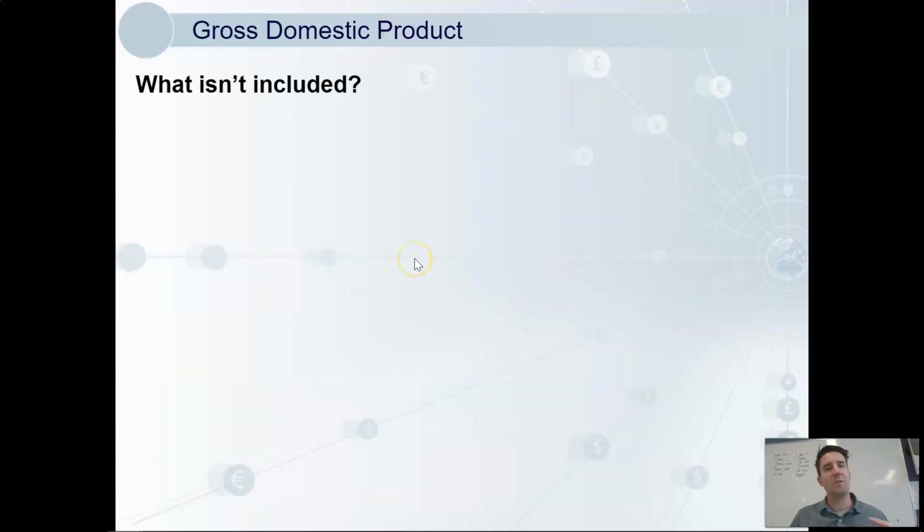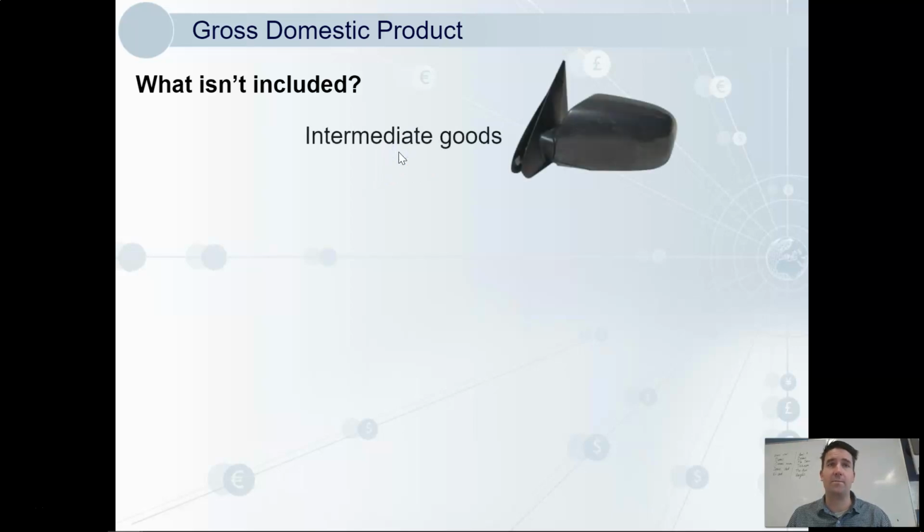Finally, we're going to clarify what's not included in GDP, because a lot of people think these things are, but they are not. So firstly, our definition included the term final goods. That means a complete good. So let's say a car manufacturer buys in rear view mirrors in order to complete their car. This is what we would call an intermediate good. It's not a final good, it's a good used to complete another good.